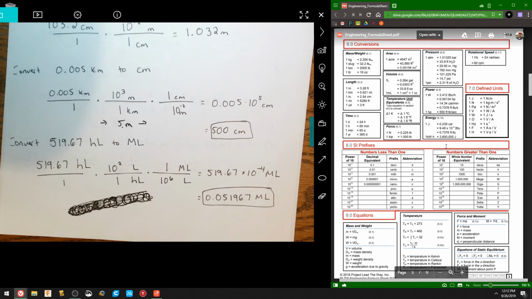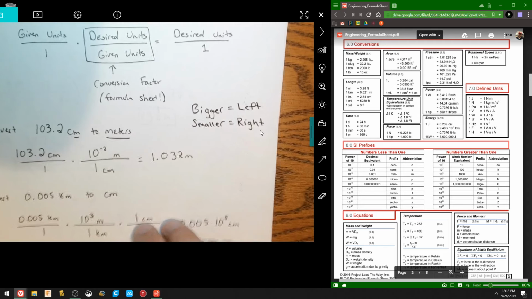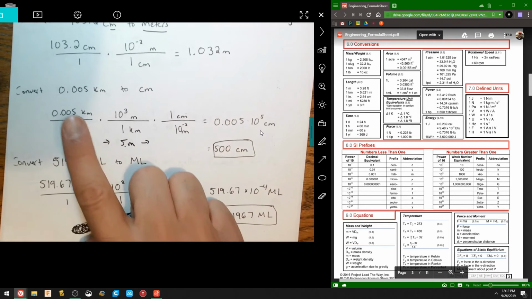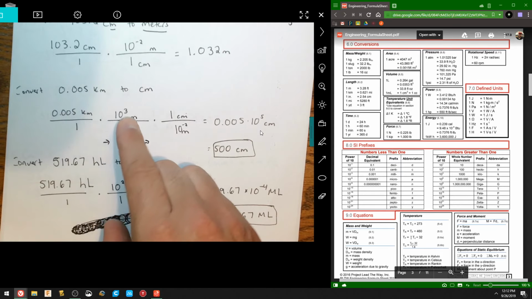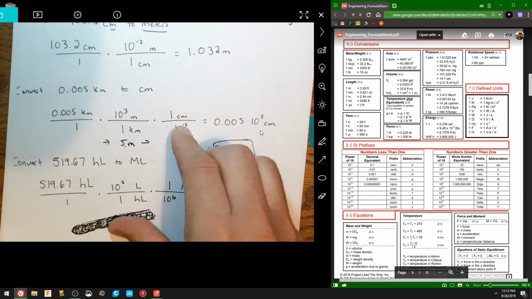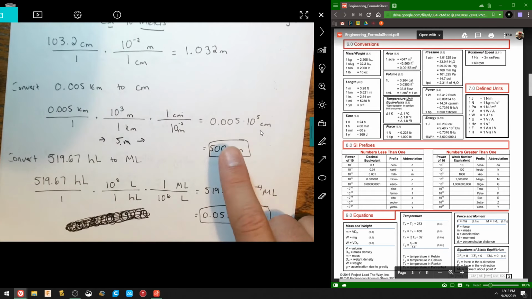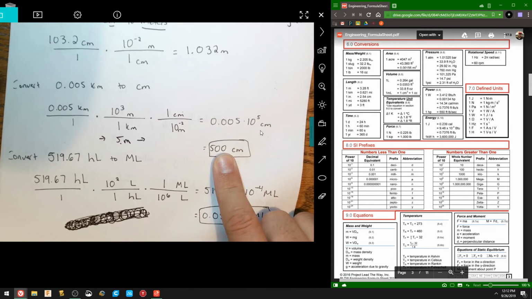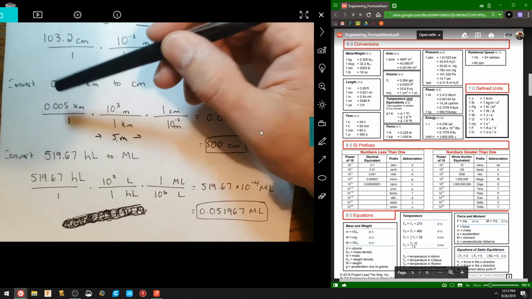We're going from a big number to smaller, so we're going smaller, which is to the right. We're going to move this decimal point not 3, but 3 plus 2 to give us 5. 1, 2, 3, 4, 5. What does that give us? 500 centimeters. Does that make sense? Now again, you can do it mathematically, but it's kind of a waste of time.